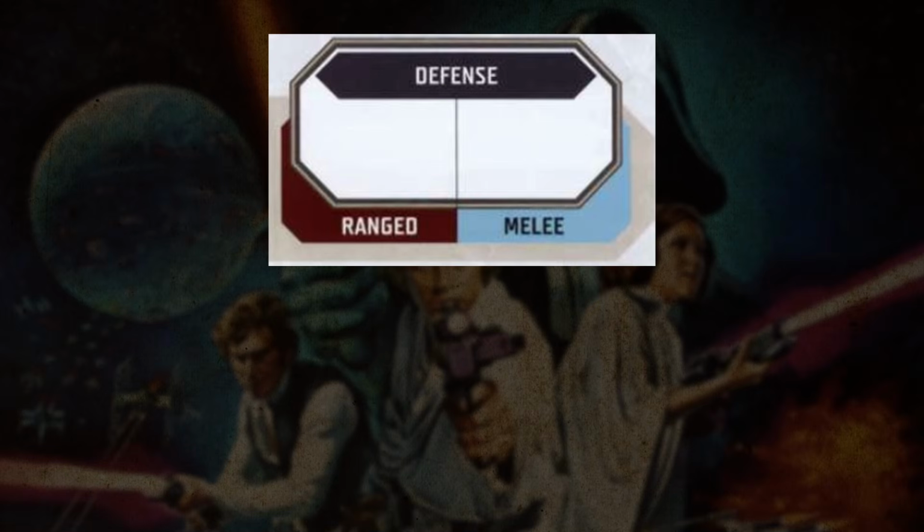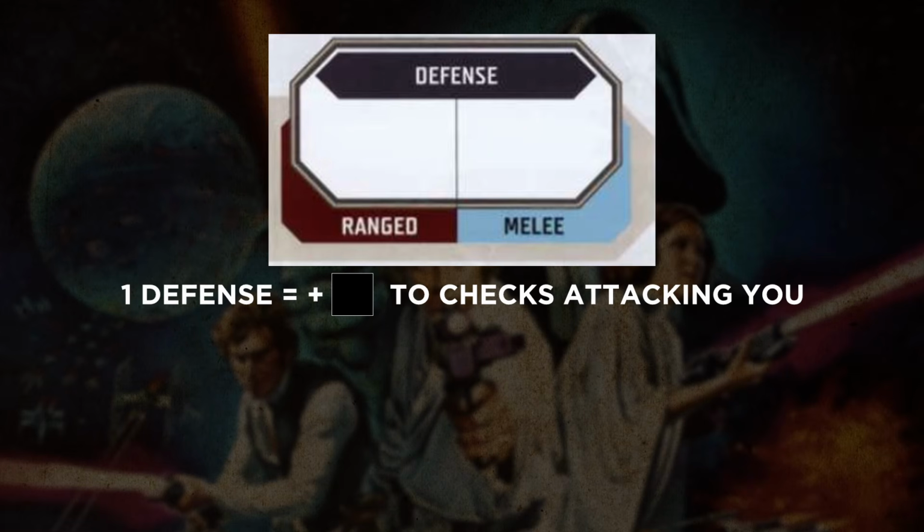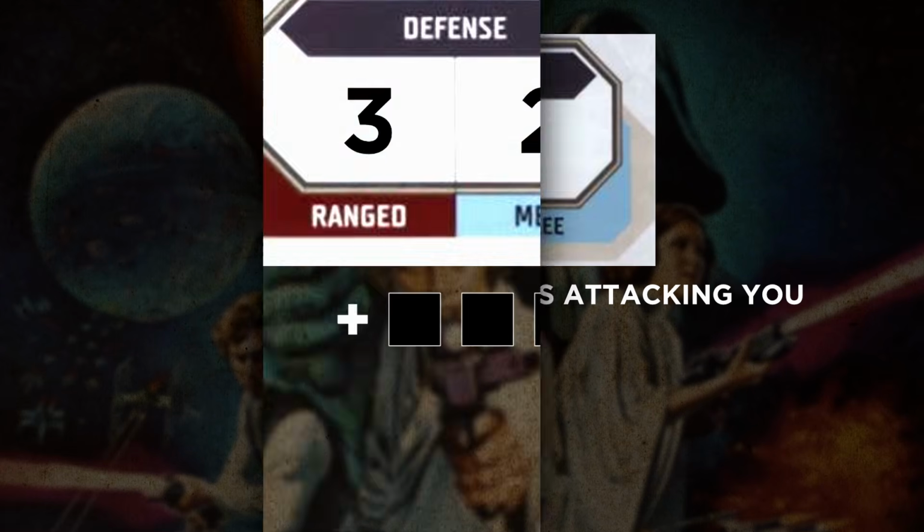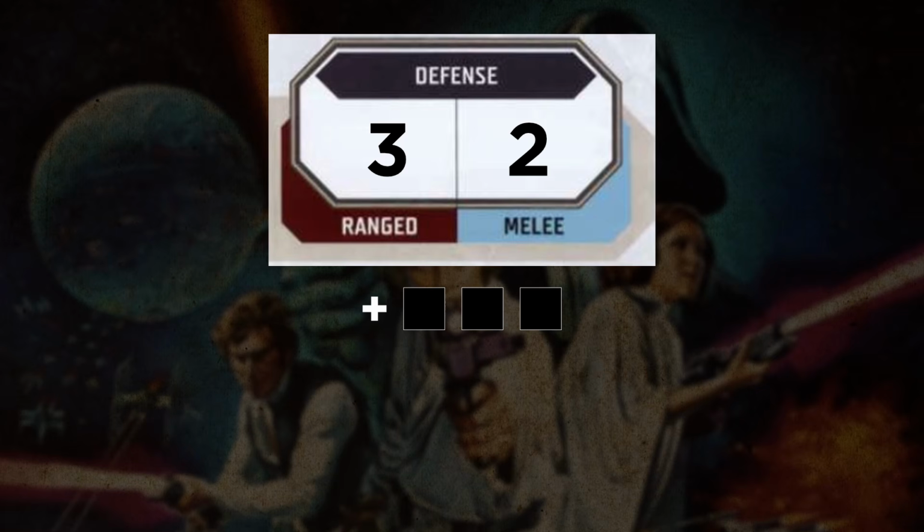Next, let's talk about defense, and it's split between ranged and melee defense. Pretty much the way this works is for every 1 defense you have, an enemy trying to attack you would add 1 setback die to their attack. So let's say you're trying to shoot an enemy, and they have 3 ranged defense. Then you would add 3 setback dice with your attack. If you try to stab someone who has 2 melee defense, you would roll 2 setback dice.